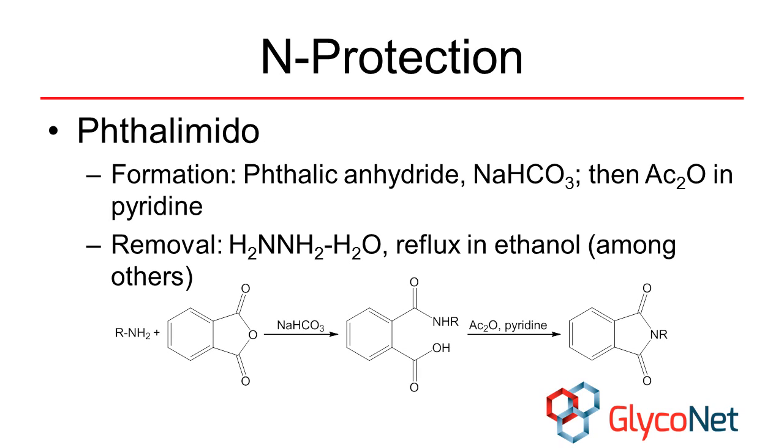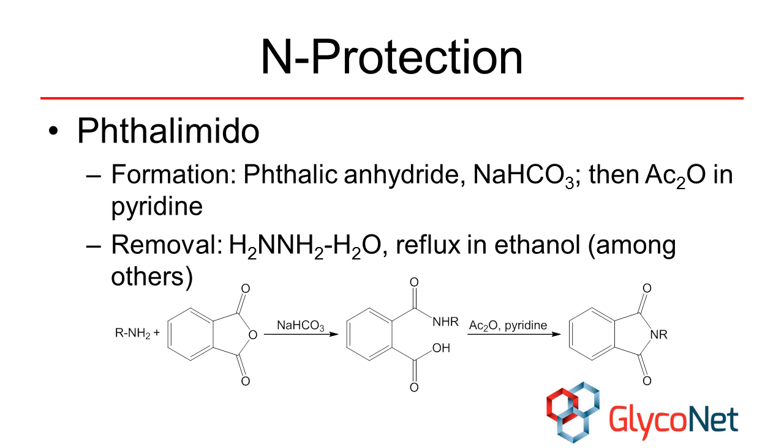The last type of protecting groups that we will look at are those used to protect amines. The amide bond, formed by typical acyl protecting groups such as acetyl groups, is extremely difficult to cleave and is only used when an acetamide is desired as the final product. A phthalimido group can be used as an alternative.